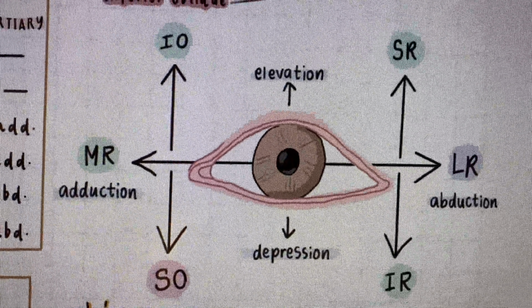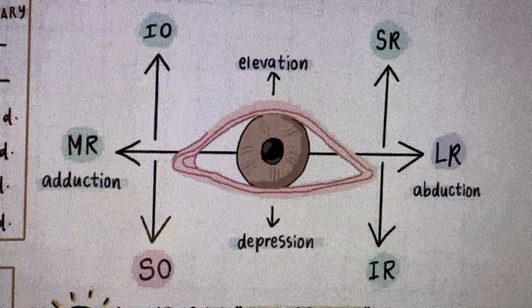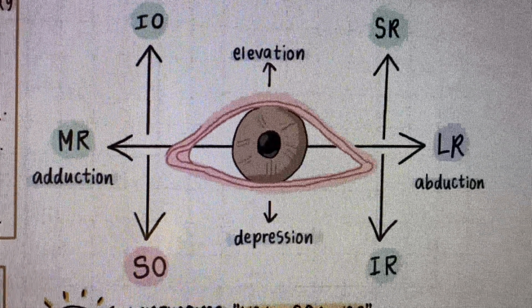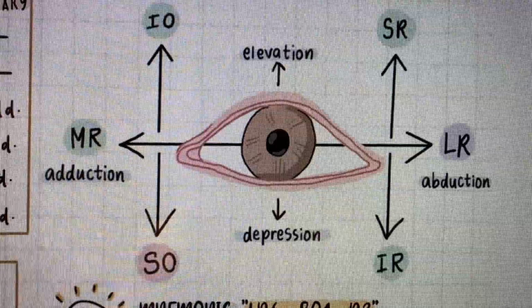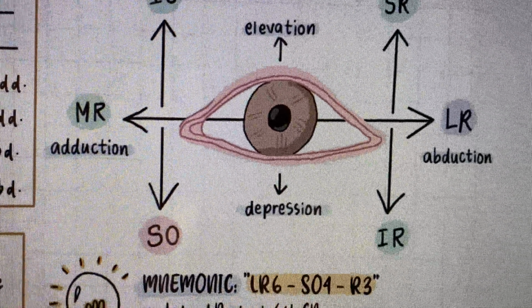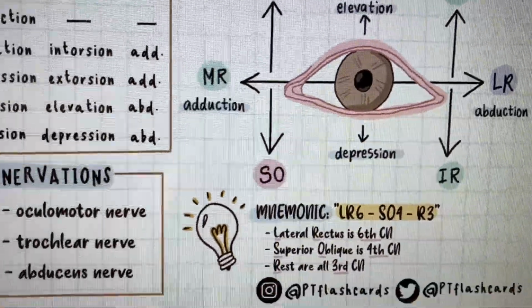And of course, superior rectus, rectus means straight muscle. So if that muscle contracts, it's going to pull the eye upward. Inferior rectus, pull the eye downward. Oblique will pull the eye diagonally.